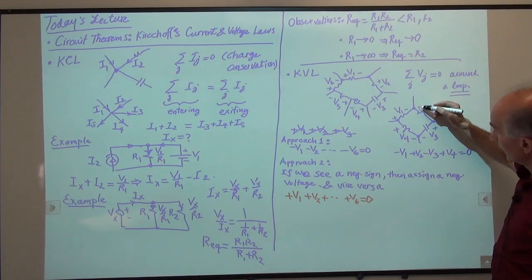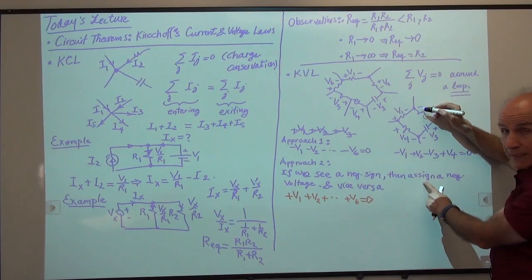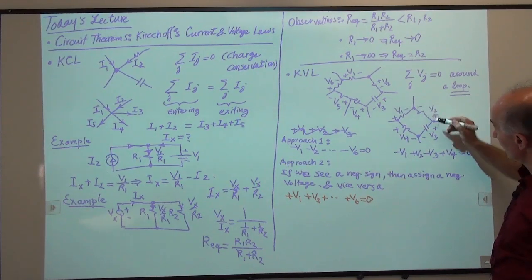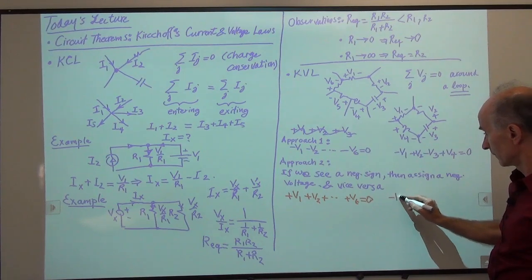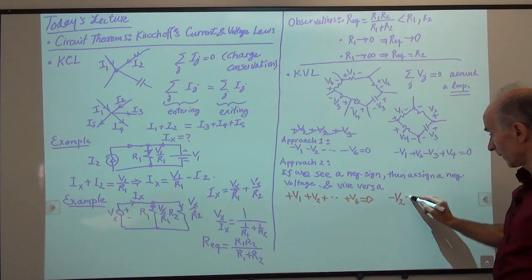All right, similarly for this circuit, if I follow the second procedure, second approach, I can say that, for example, if I start from here, right? This approach says, if you see a negative sign, then the voltage is negative. So I have a negative sign here. I'm going to write minus V2. Then I come down here. I see a positive sign. Then I say plus V3.